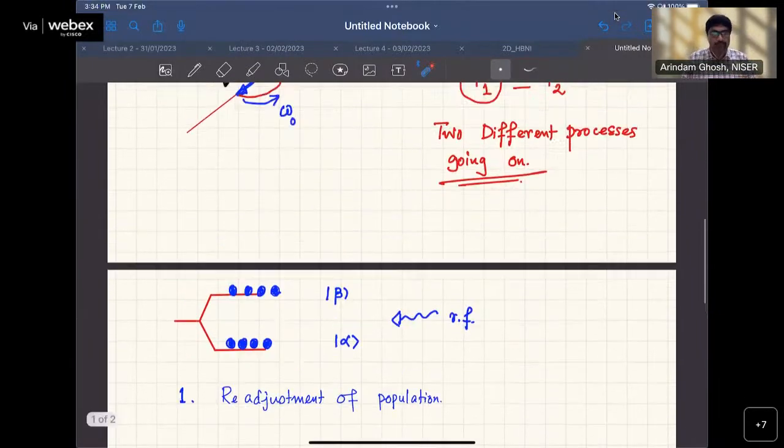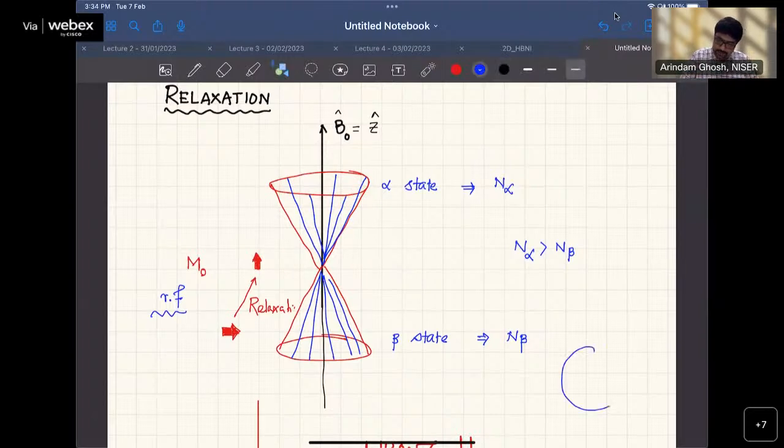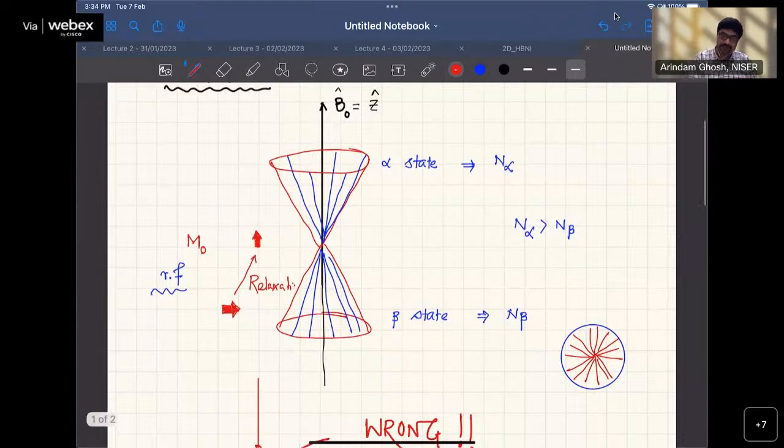But that doesn't make any x and y component, because as I told before, these spins which are rotating or precessing in this particular cone are all over this plane. So the xy component that we have created previously is all spread. If you look at this xy plane, the spins are in every direction. So even if I make a situation where n alpha is equal to n beta, the xy component will still not be created.